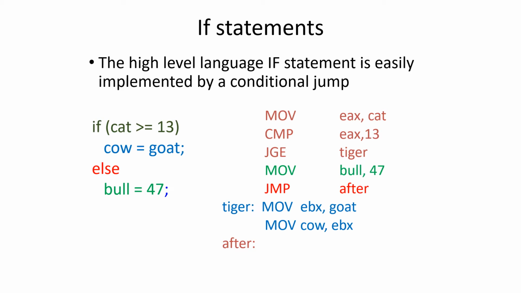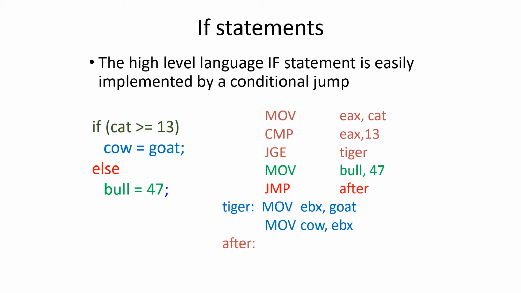There will be some assembler on the final exam. Here's an example of how to implement an if statement in assembler. In assembler, everything is done by comparison and jump. You can use the compare instruction or use an arithmetic instruction to set the flags and then jump based on the flags. In the implementation on the right, we move the value for cat into the EAX register, compare it against the value 13, and then we jump greater than or equal to tiger.